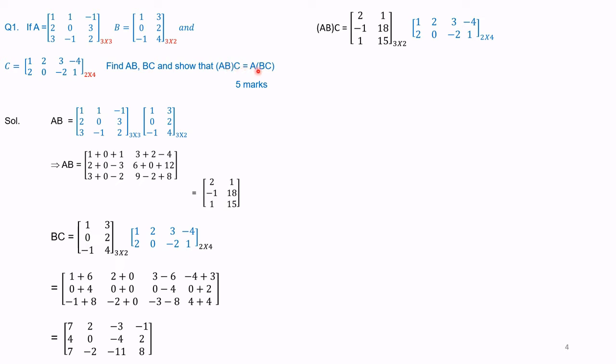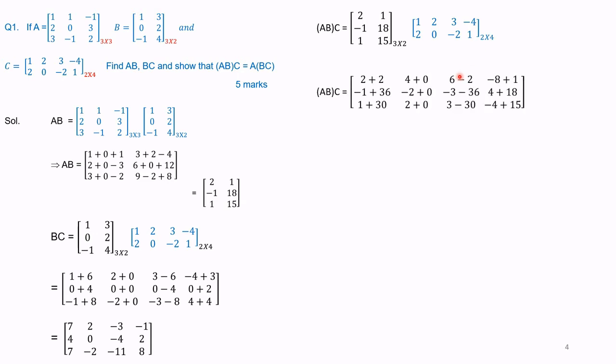A into BC. Now we will substitute the left hand side, that is AB. AB we have calculated here as 2, 1, minus 1, 18, 1, 15. Thus we have copied it here. This is a matrix of order 3 by 2. The next matrix is C. C is given: 1, 2, 3, minus 4, 2, 0, minus 2 and 1. This is a matrix of the order of 2 by 4. And the result will hence be 3 into 4.